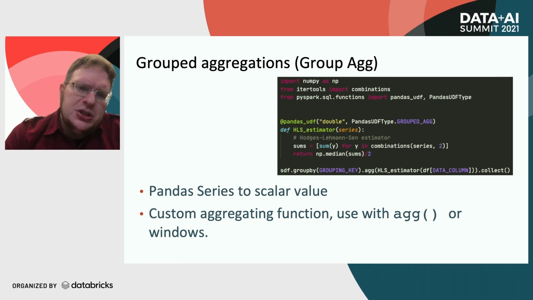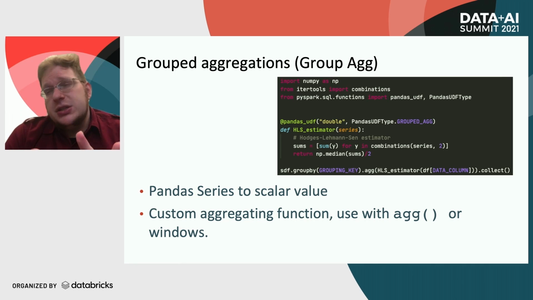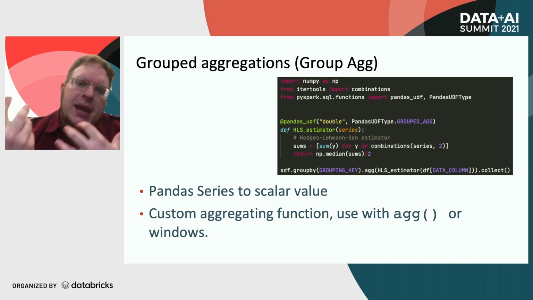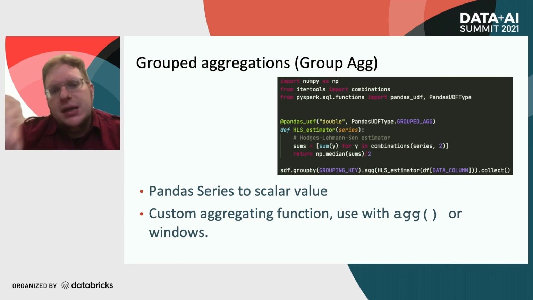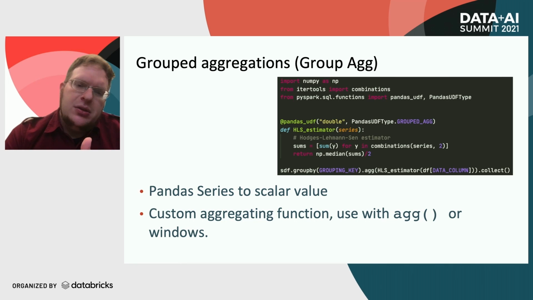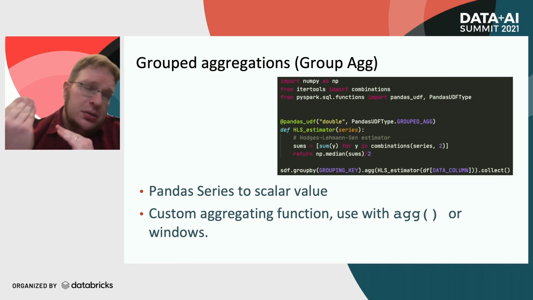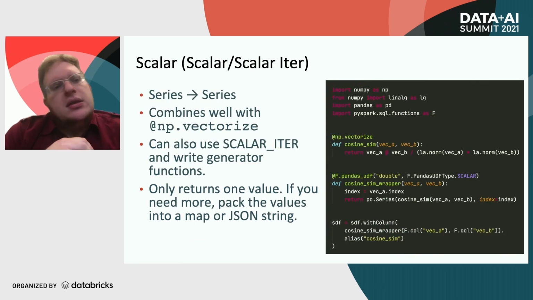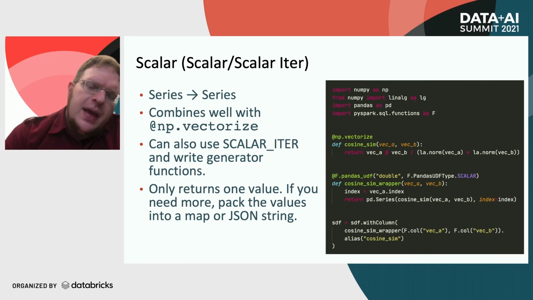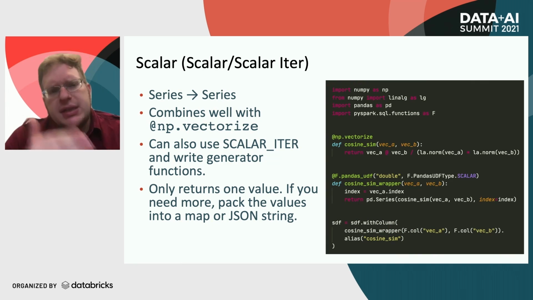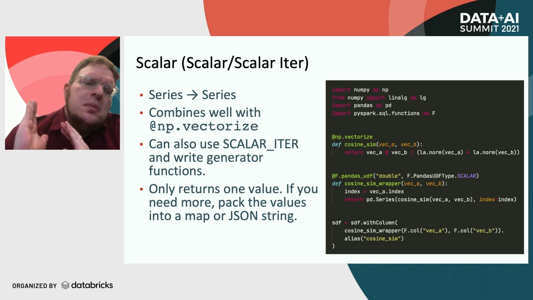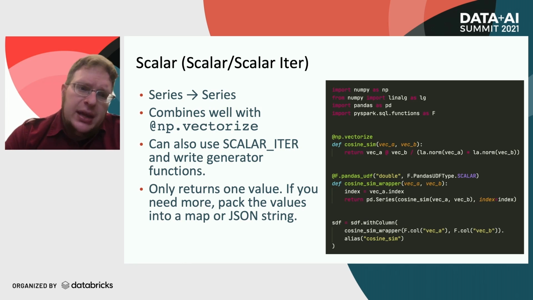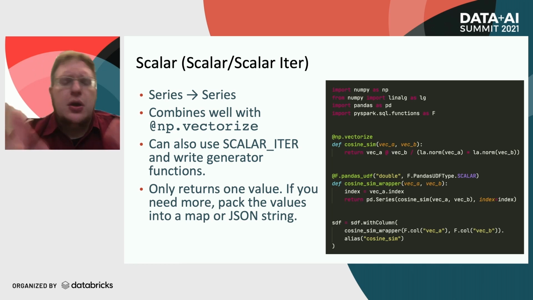Spark, not so much. So being able to express this in Python, I can just do that. I can use my grouped agg PandasUDF, and by using the agg function, I'm now able to use the HLS estimator to get the center point for my data. The scalar UDF has two iterations, scalar and scalar iter. I'm a bit more familiar with scalar, but they tend to go for the same thing.